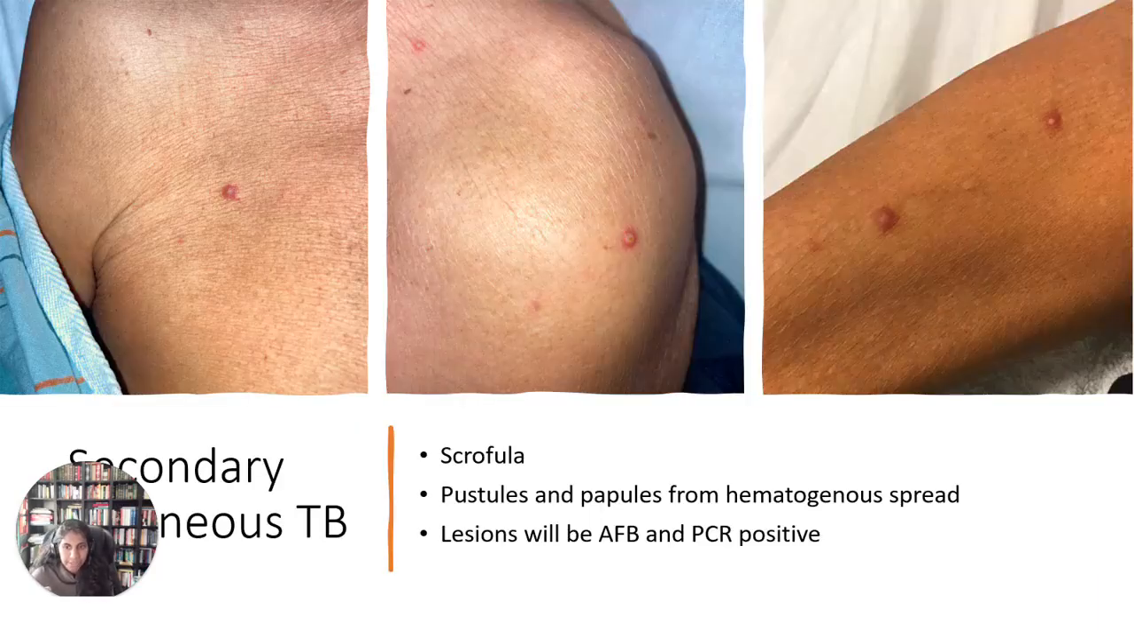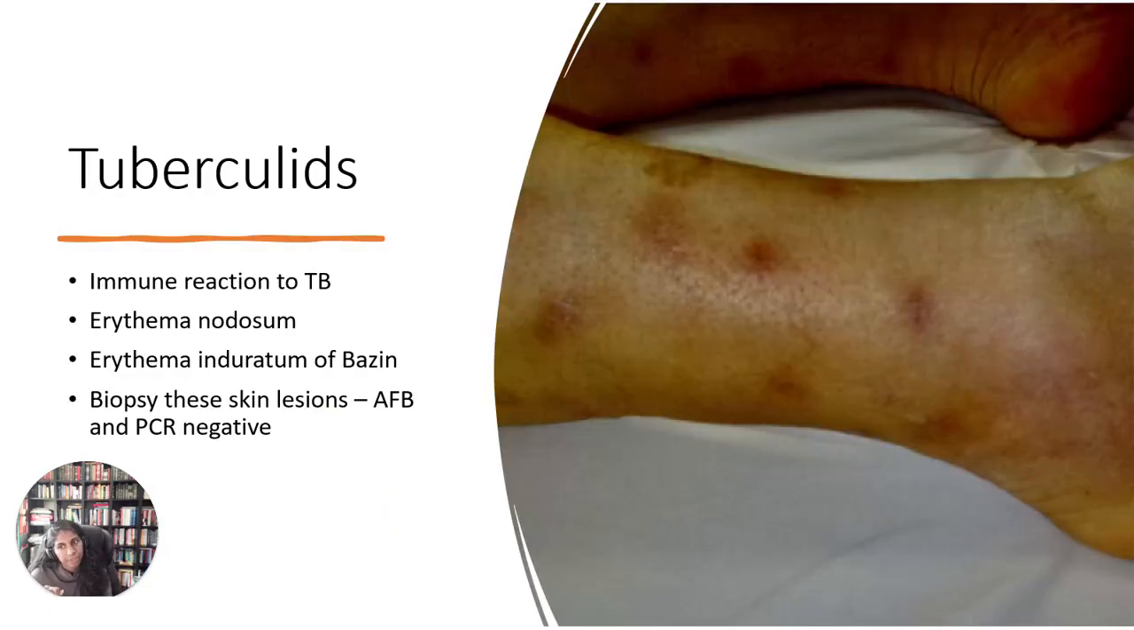In secondary cutaneous TB, this can be scrofula from the lymphadenitis, or someone has hematogenous spread and they have pustules and papules. Lesions, if these are biopsied and cultured, will be AFB and PCR positive. And then finally, you have tuberculids. So this is actually an immune reaction to TB. So examples include erythema nodosum, which is seen here, where you have painful nodules on the lower extremities, or erythema induratum of Bazin. This is an immune response. So if these skin lesions are biopsied, they will actually be AFB and PCR negative.